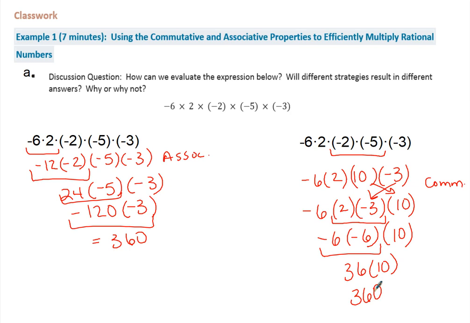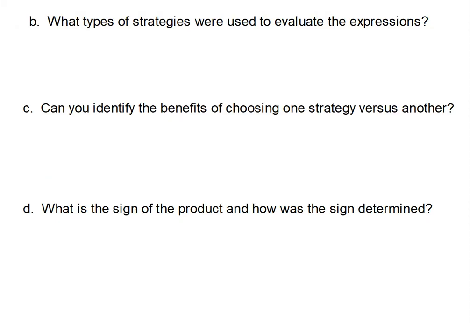So did my answer change? No, it did not. It does not change anything. Now, what types of strategies were used to evaluate those expressions? Well, what did we do? We rearranged, which was the commutative property. We used order of operations, maybe.